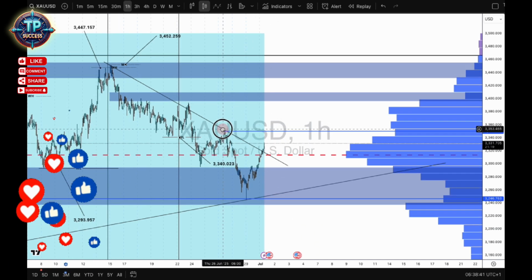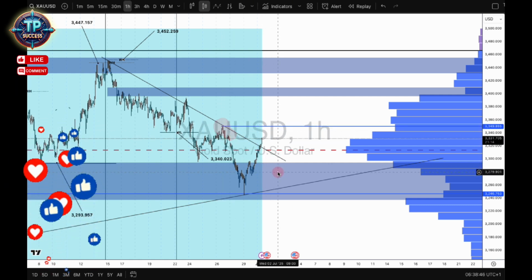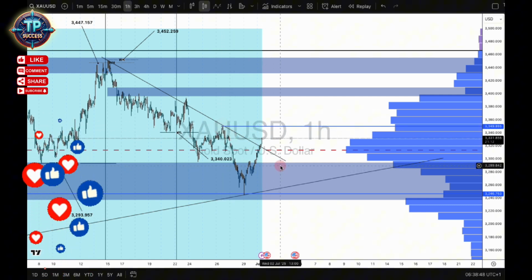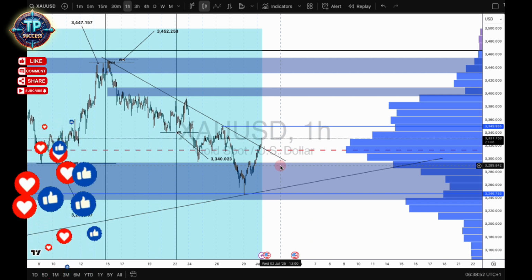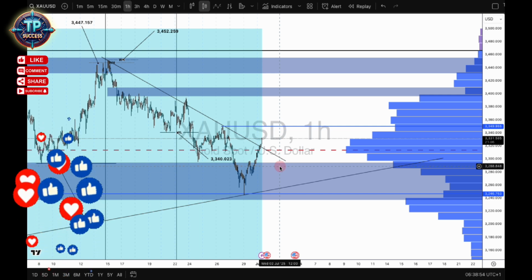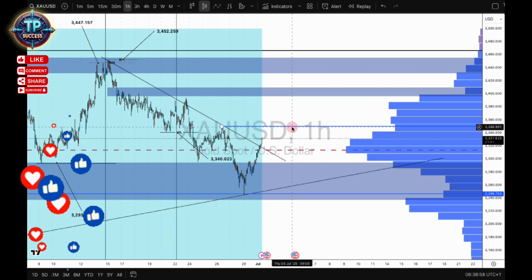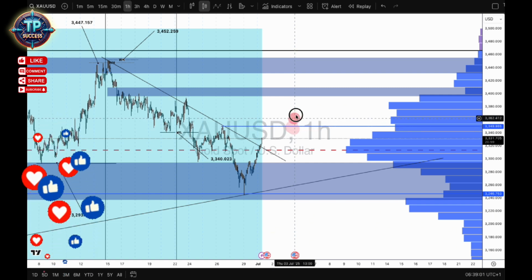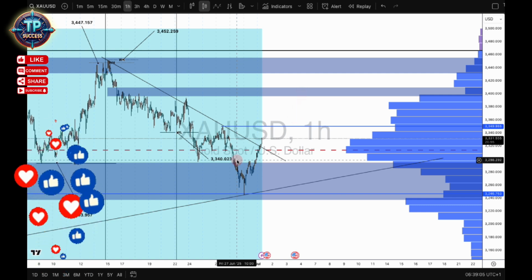I would wait for this level right here to be taken out, which is 3349.98. Once that level is taken out cleanly, then I may come in around here somewhere and lock in that position and ride it to the upside.